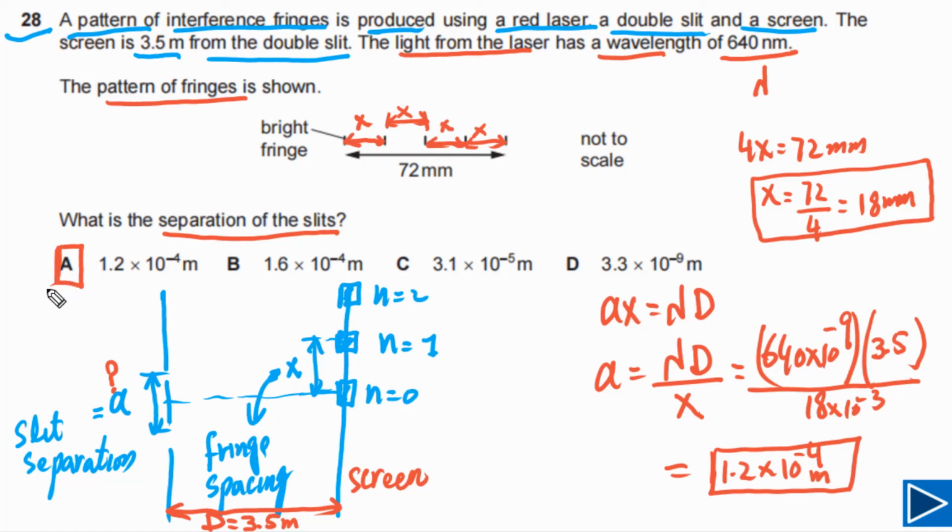The main takeaway from this question is that x is the distance between two consecutive bright fringes. So that is the main takeaway: the distance between two consecutive bright fringes is equal to x, and this is called the fringe spacing.